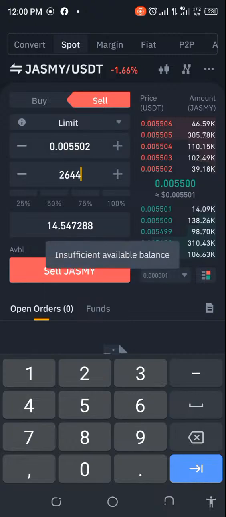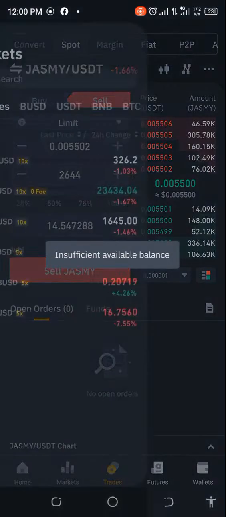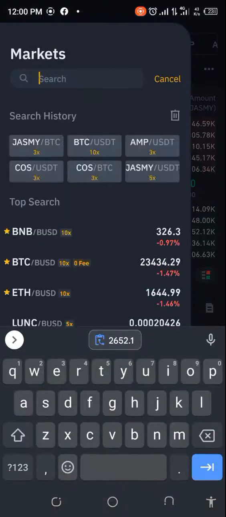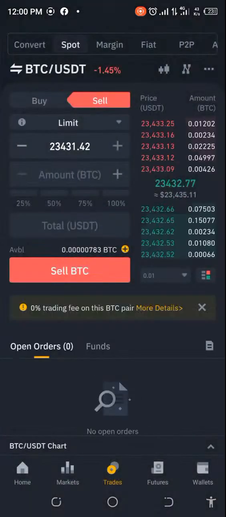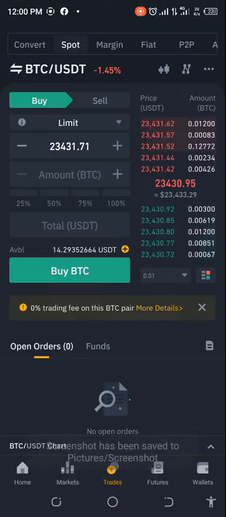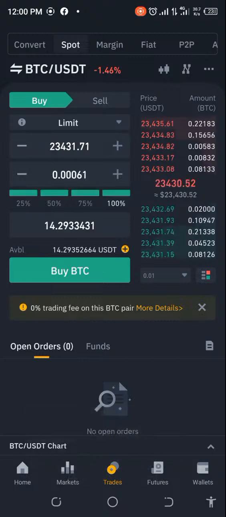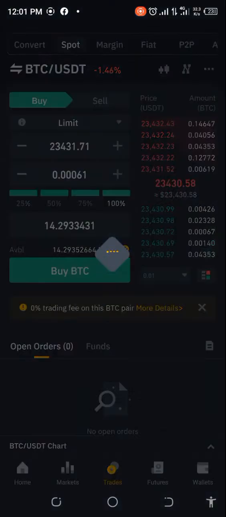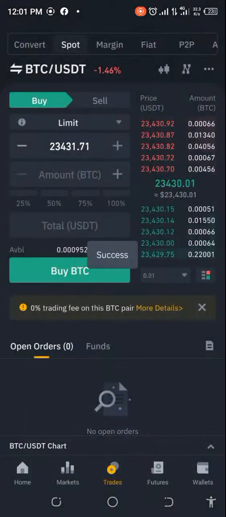Okay, so first things first, everything we're doing is by limit. Don't forget that. We're going to be doing all of these by limit. So currently I'm going to buy BTC by limit, and most times this executes practically immediately. Let me try that out. We're going to check and we're going to buy BTC. Okay, success. It has been executed right away.